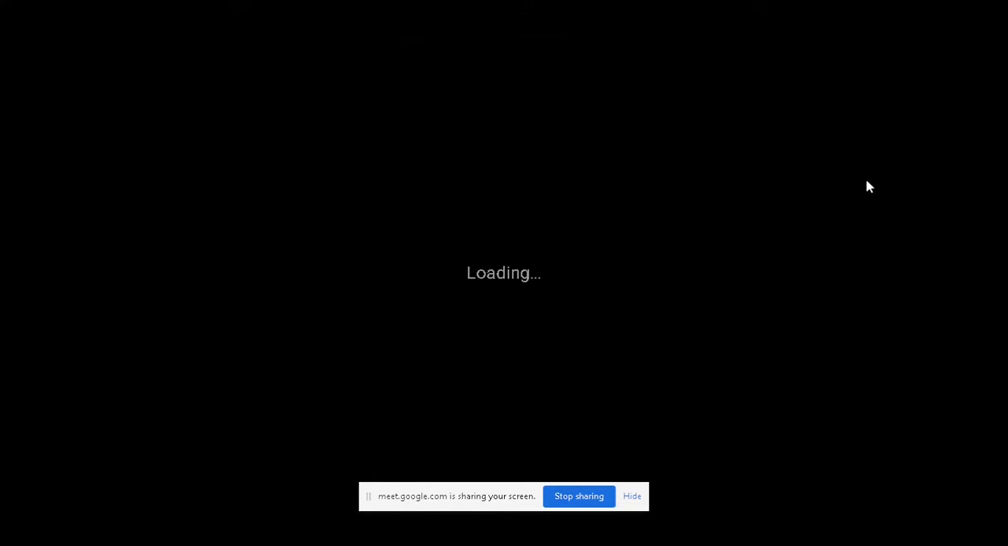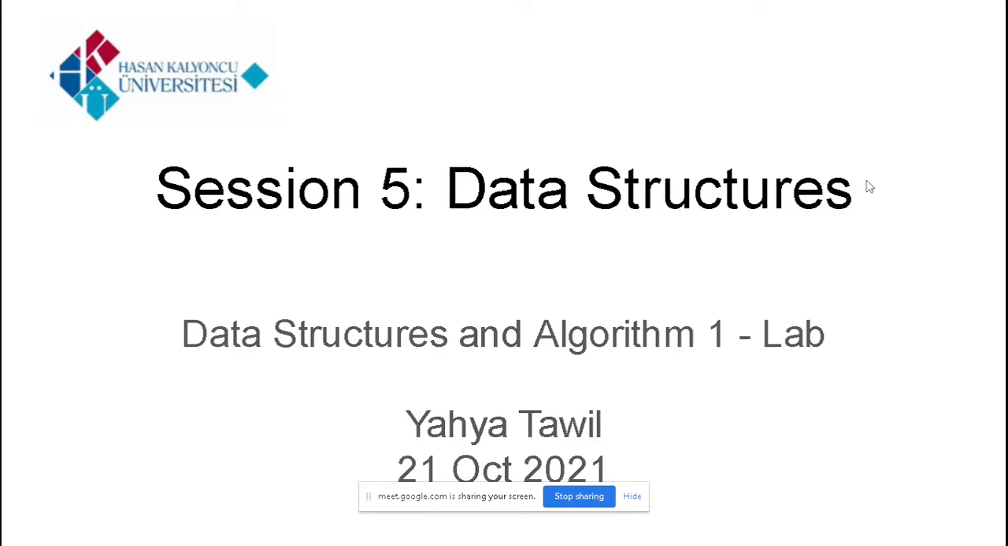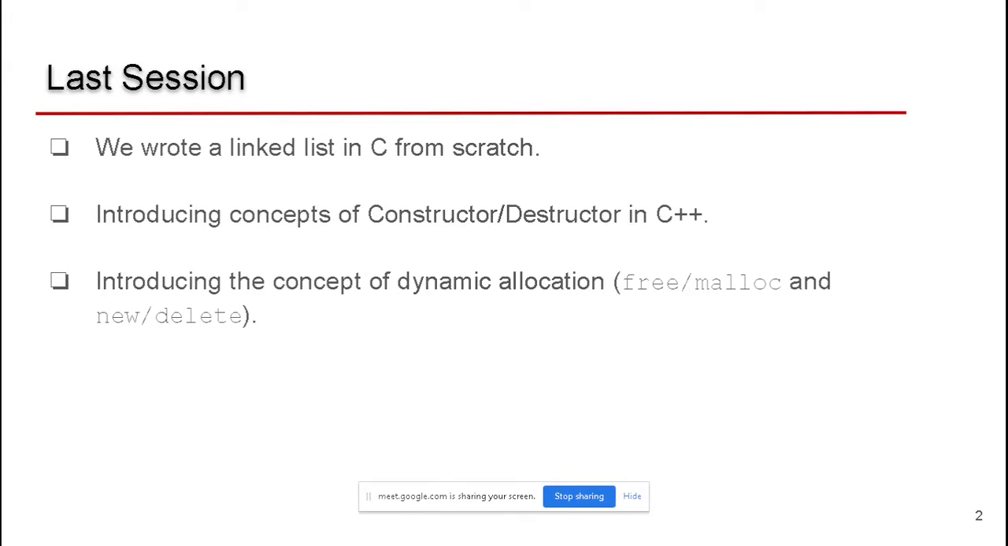Today we are going to talk about more data structures, and today we are going to talk about stack and queue. Last session we wrote together the linked list in C using struct from scratch, and we talked about the destructor in C++, and also we explained the dynamic allocation in C and C++. In C it was free and malloc, and in C++ it was new and delete.